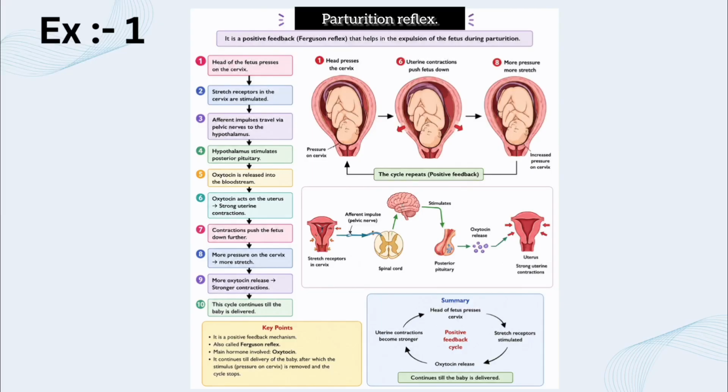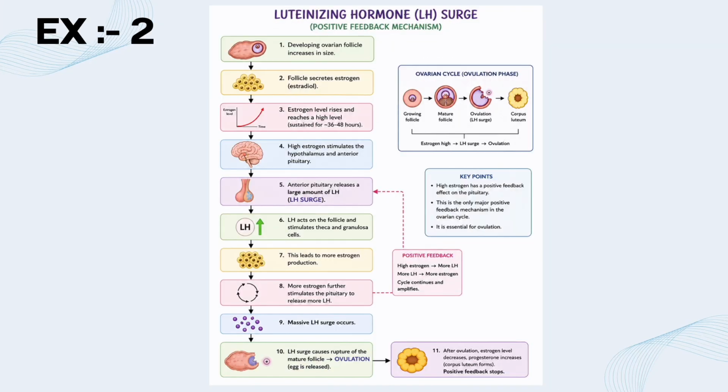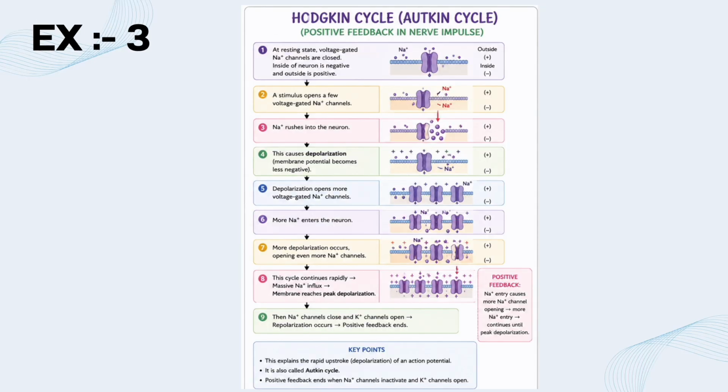This oxytocin goes and acts on the uterus, resulting in uterine contractions. This uterine contraction further releases oxytocin, which again goes and acts on the uterus, causing even stronger uterine contractions. Here is another example: luteinizing hormone, which plays a crucial role in the menstrual cycle. This hormone also acts by the positive feedback mechanism. So go through this flow chart once. One more example is the Hodgkin cycle. It also works by the positive feedback mechanism.